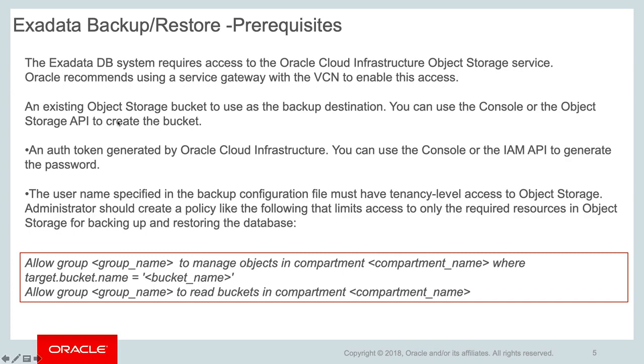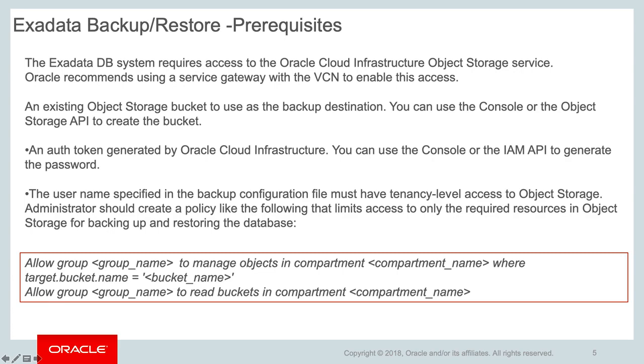You need to have an object storage bucket which will be used as your backup destination. You can create the object storage bucket using either the console or the object storage API. Another thing you have to do is create an Auth token on your Oracle Cloud Infrastructure. Again, you can use either the console or the IAM API to generate this particular password.